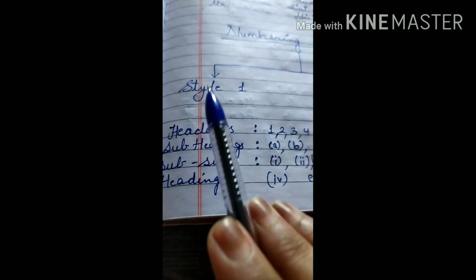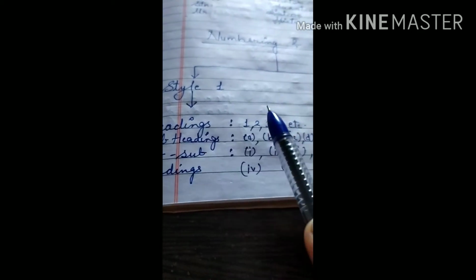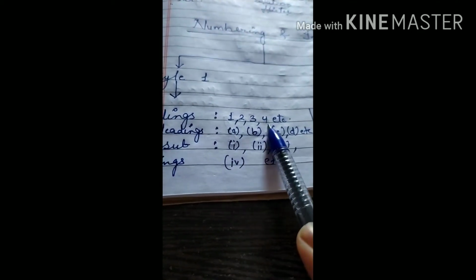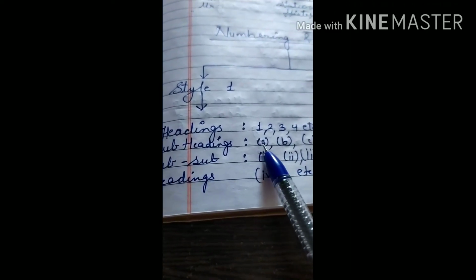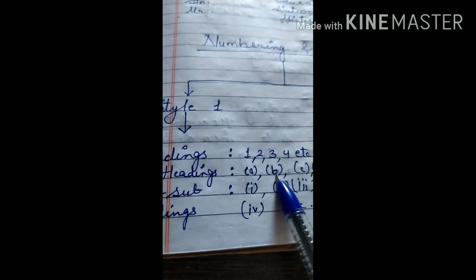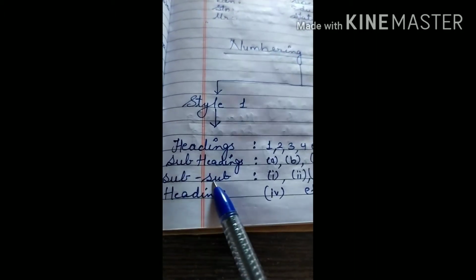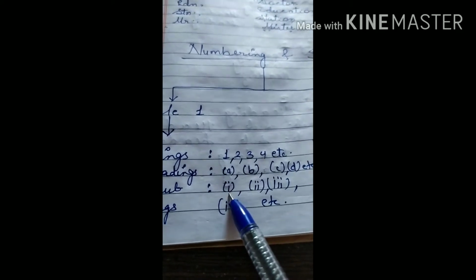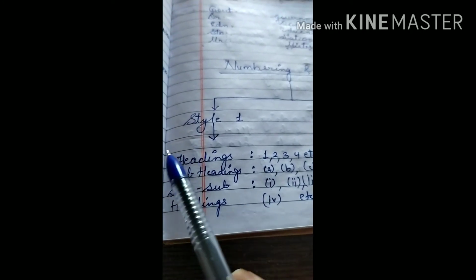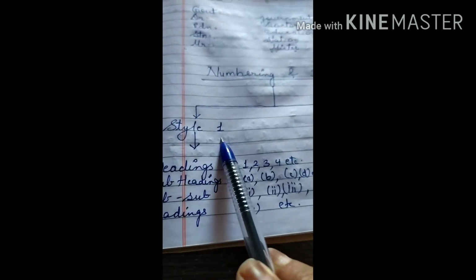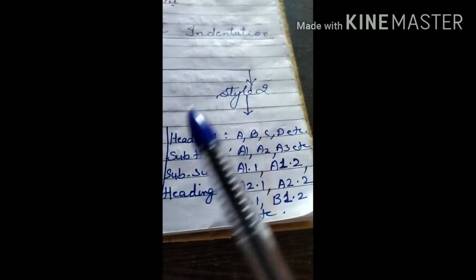Understand this first style. For the first style, you will have to write headings like this: number 1, 2, 3, 4 in normal digits and so on. Then for subheadings, you may use small letters: A, then B, then C, then D, etc. Then again under subheadings, you may use 1, 2, 3, 4, etc. So this style is known as style number 1, numbering.